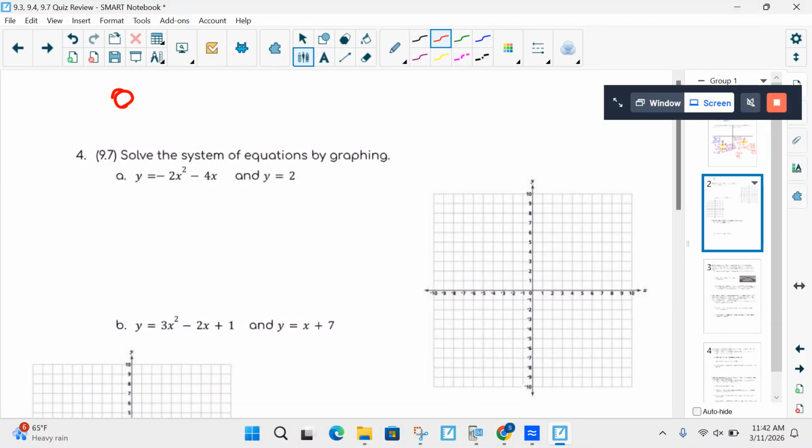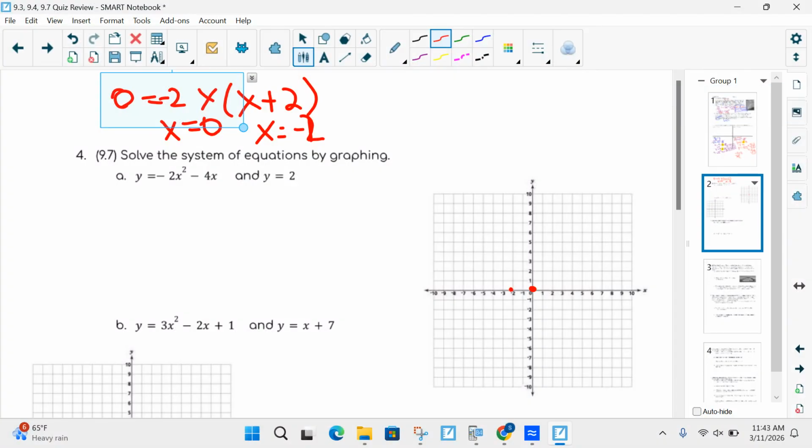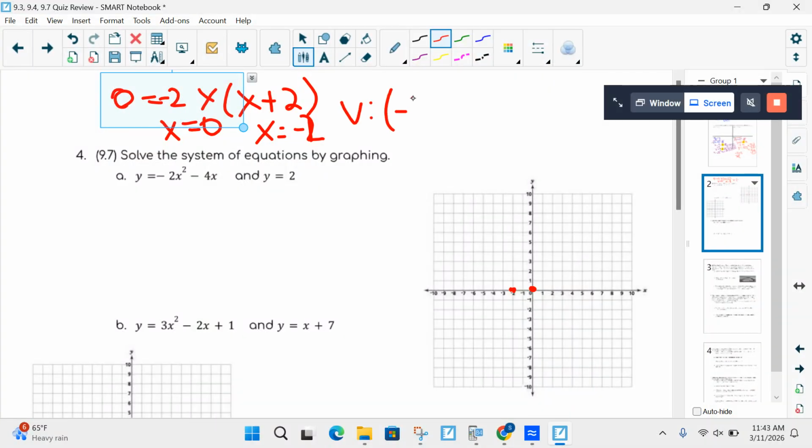So 0 equals negative 2x, and then we would have x plus 2 in the parentheses. So you get x equals 0 here and x equals negative 1. Oh, negative 2. Sorry, I'm ahead of myself. So 0 for one intercept and negative 2 for the other x-intercept. And then that would help you get the vertex, because the vertex is halfway between the zeros at negative 1.